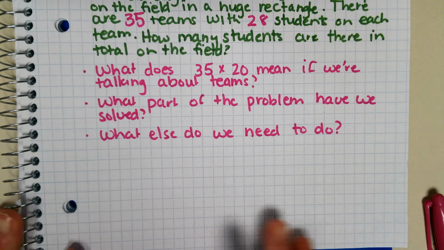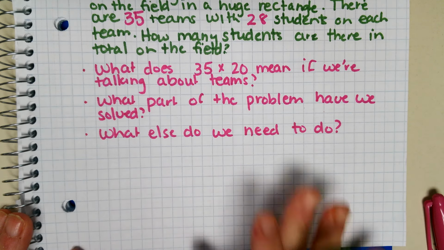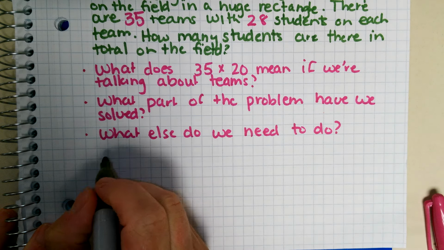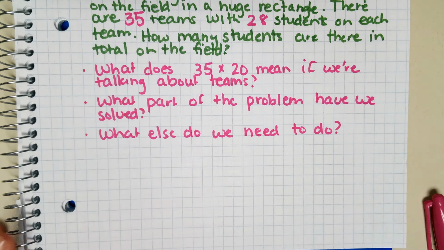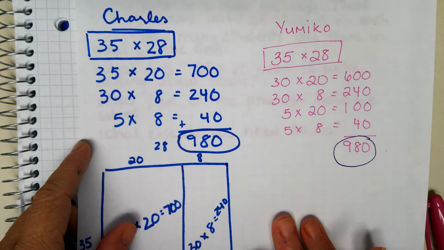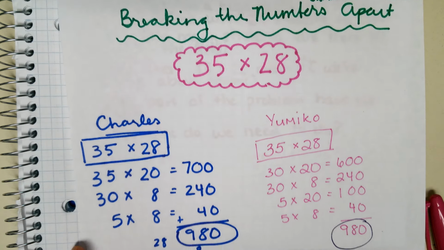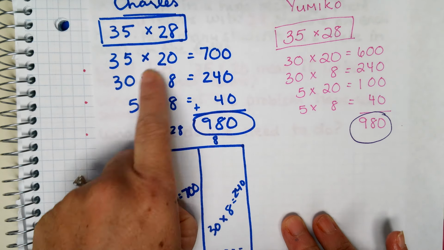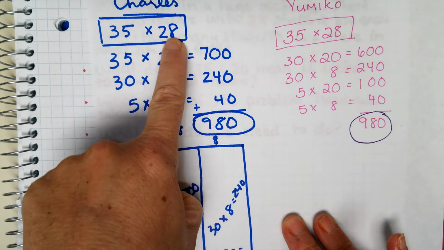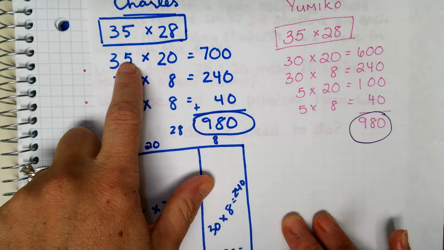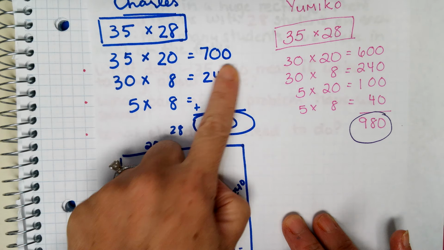So a number illustration of the same way that we solved up at the top here is something that we call breaking the numbers apart. In fact, I shared this one with you, the breaking the numbers apart with Charles and Yumiko, right? I have my 35 times 28. 35 times 20. Remember, I still have that 8 there. I can't forget that. My 35 times 20 equals 700.